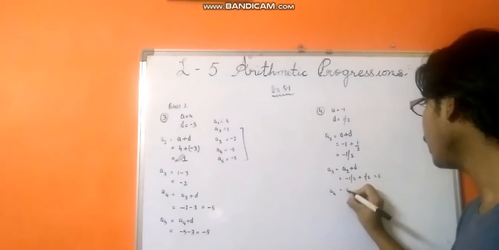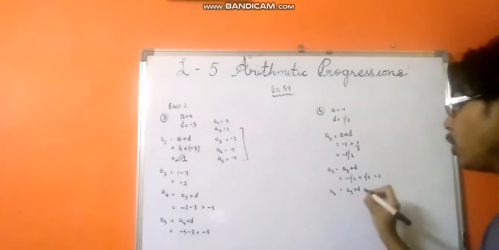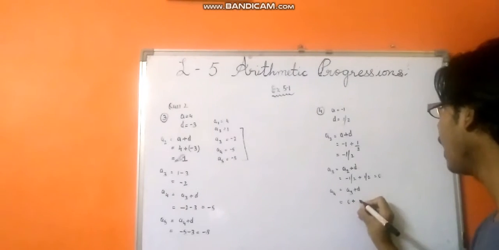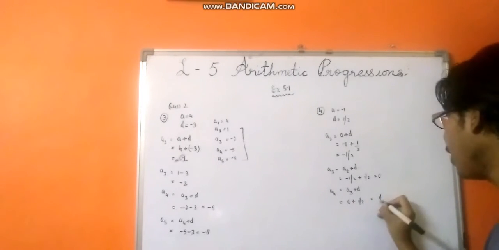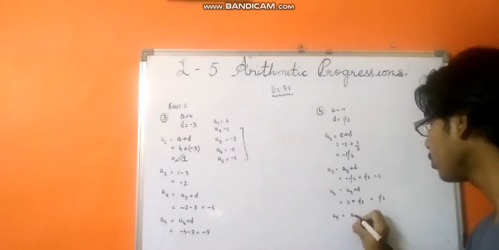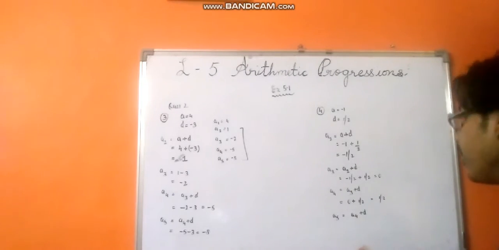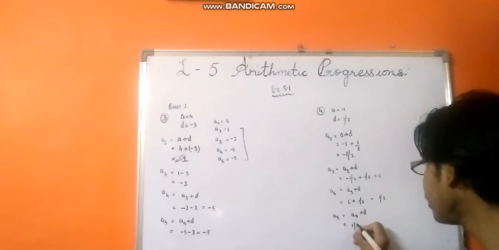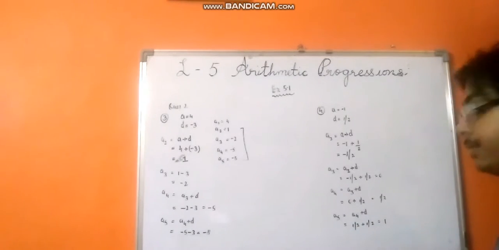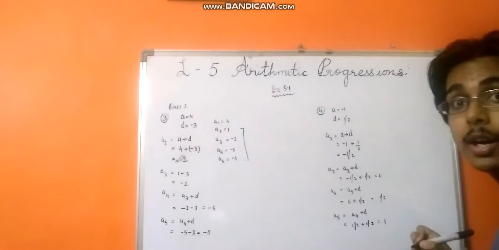a4 is equal to a3 plus d. a3 is the previous term and you have to add the common difference, then it is 0 plus half, which gives us half. Then a5 will be equal to a4 plus d because a4 is the previous term and we have to add the common difference, so we will get half plus half, which is equal to 1. So this is how you find out all the four next terms of the AP.